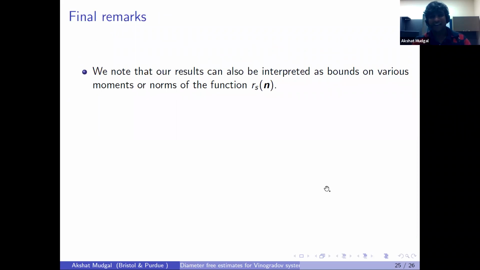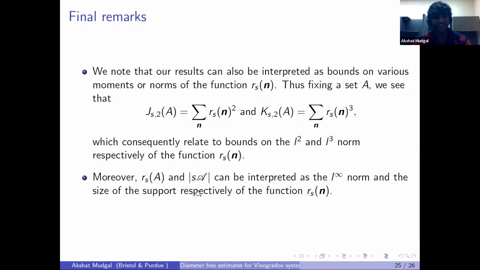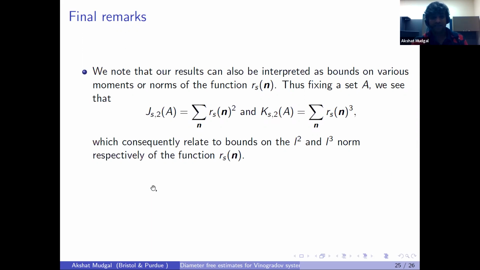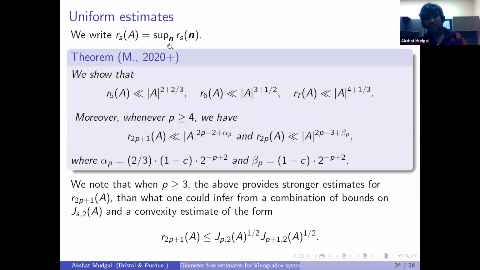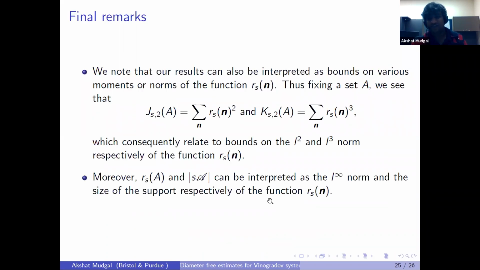these can all be seen as various moments of the representation function. So any bound on the second energy is a bound on the second moment of the representation function. Any upper bound for the third energy is a bound for the third moment of the representation function. Similarly, in the previous slide, which I very quickly skipped, we could get bounds for the representation function in general. So if you define R_s of A to be the maximum value that the representation function can take, we can even get upper bounds for the representation function, which can be seen as an L infinity norm on R_s.